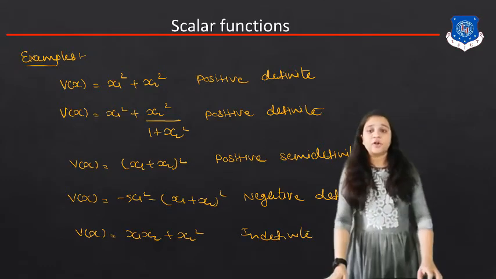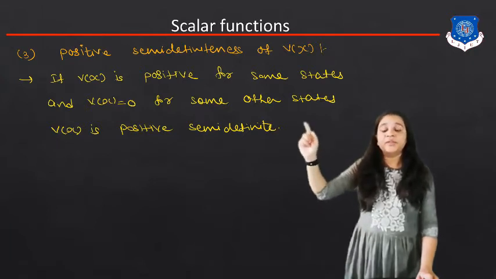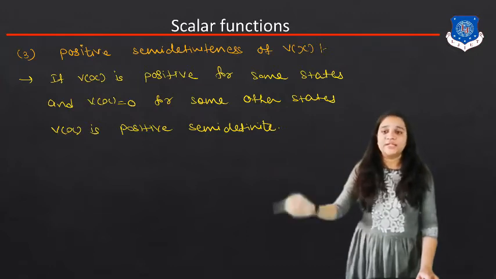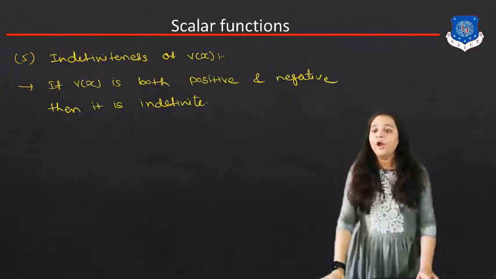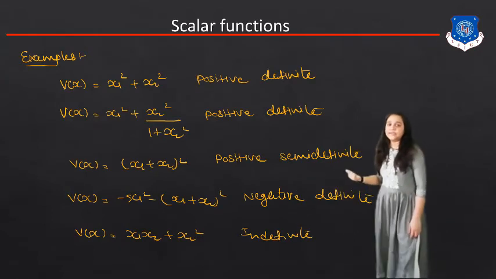What is the condition of positive semi-definite? In positive semi-definite, V(x) is positive for some states and V(x) is equal to 0 for some other states. Okay, so the answer is in the form of positive semi-definite.